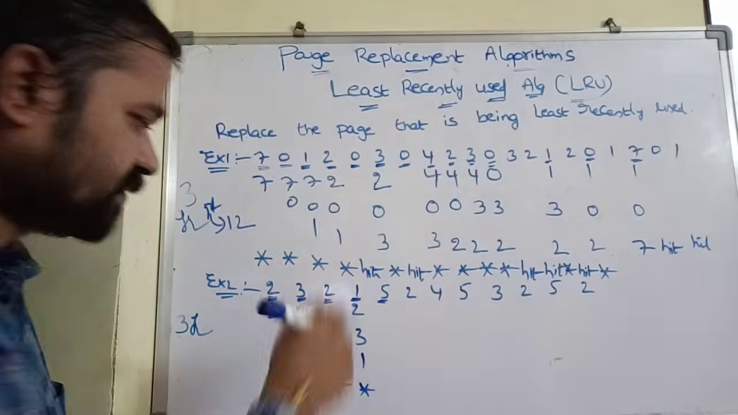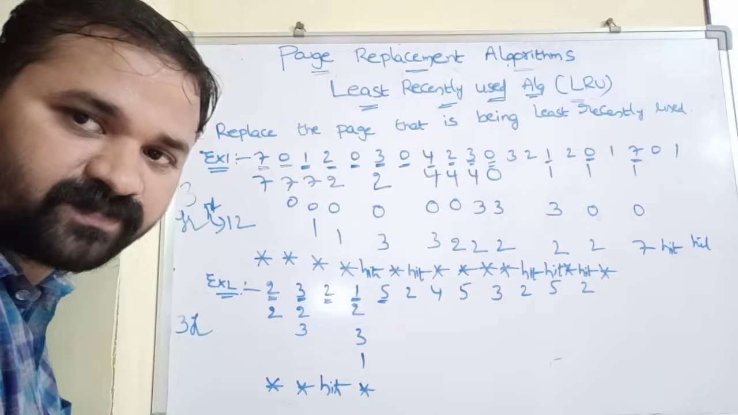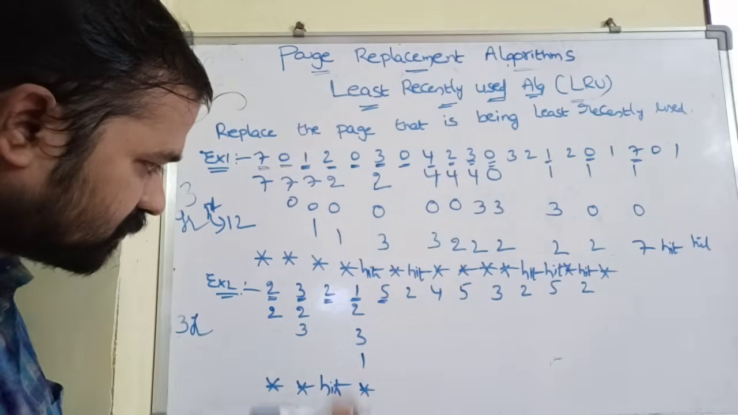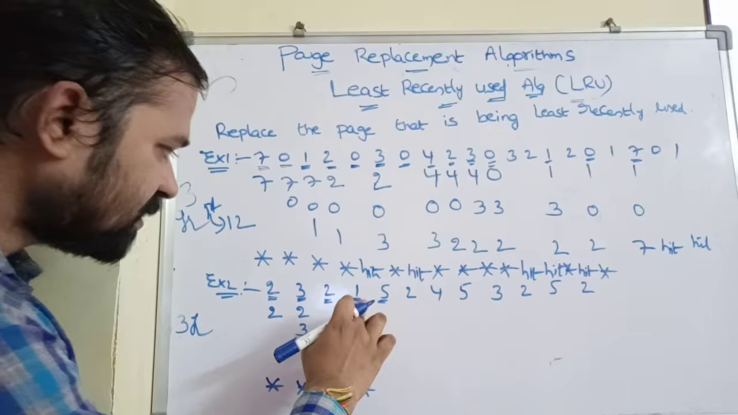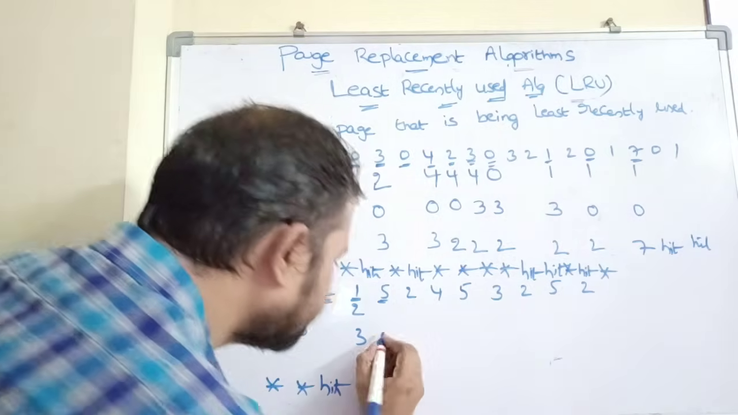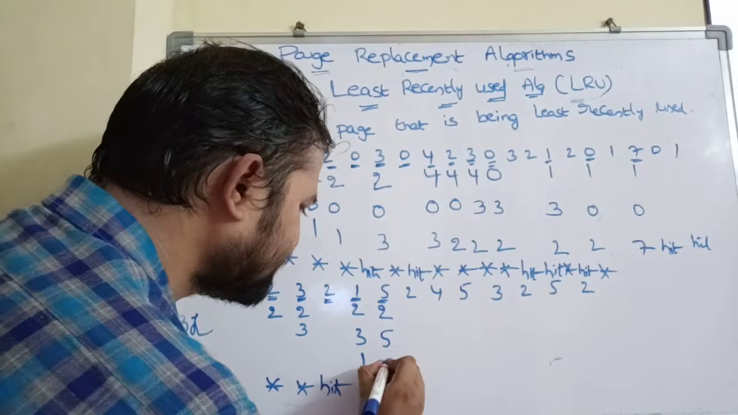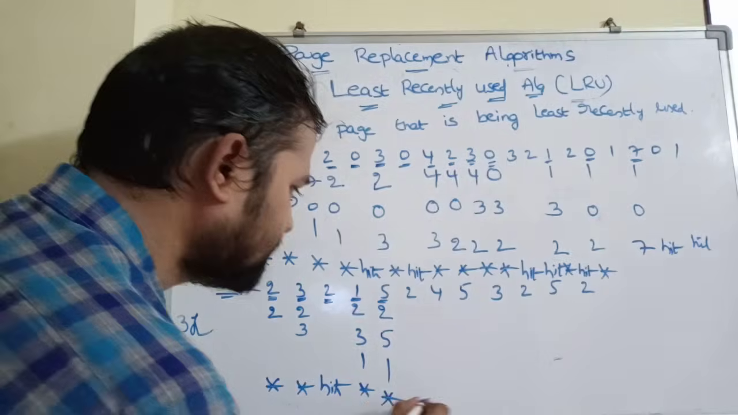Next 5, 5 is not present in the main memory, but here the main memory is completely full. So which page we have to replace here? Out of 2, 3, 1, 1 is the most recently used page, whereas 3 is the least recently used page. So 3 should be replaced here. So in place of 3 we will get 5. So remaining pages as it is. Okay. So this is a page fault.